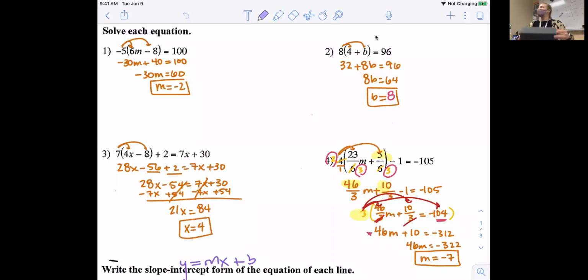Okay, so we're looking at our ISTEP sheet. Any questions? All right, number 4 with the fractions.